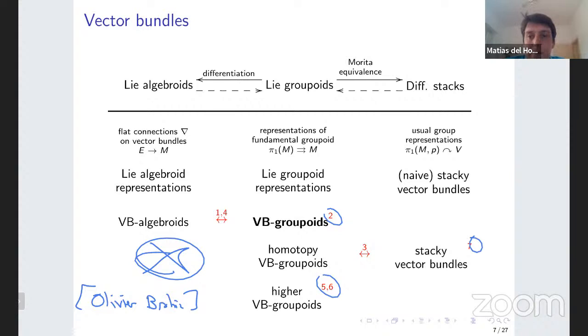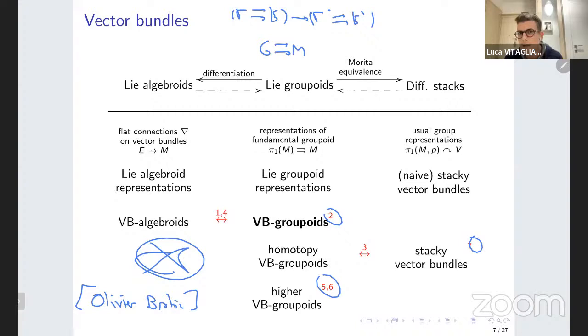Did I understand correctly that you said that a BV Morita map is always a strong equivalence, so you can take a quasi-inverse? Yeah, in the following sense: let's say you have a BV groupoid and another one, and you have a map here. If it is Morita, or BV Morita, covering the identity? Covering the identity, exactly.